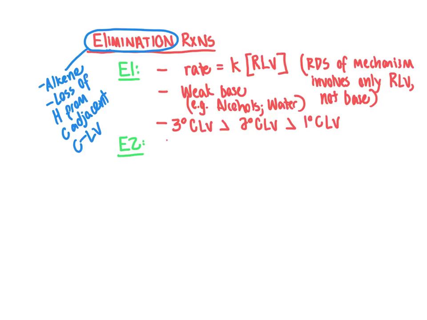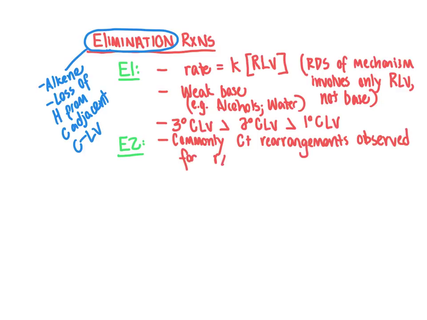And with the E1 mechanism, we also commonly observe that if the reaction is going on at a secondary carbon, there are carbocation rearrangements or 1-2 shifts taking place. So commonly, carbocation rearrangements or skeletal rearrangements are observed for reactions at secondary carbons. And the purpose of those carbocation rearrangements is to increase the stability of the carbocation intermediate.